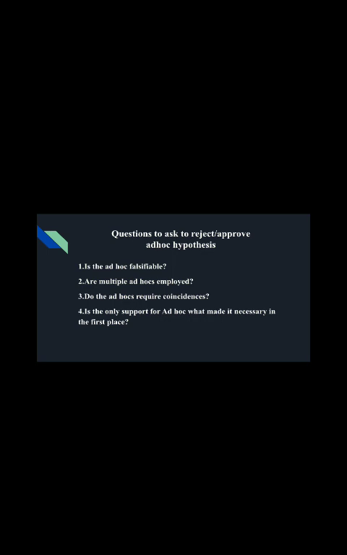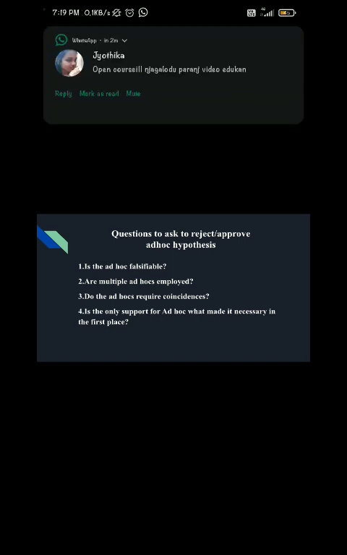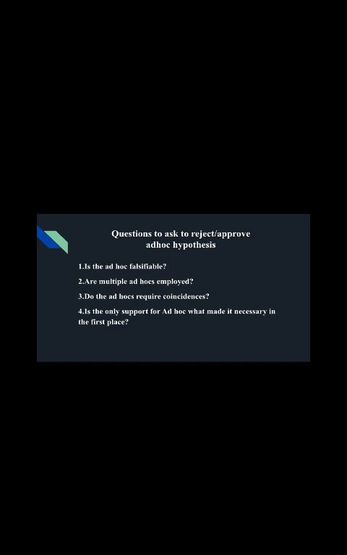Even if an ad hoc hypothesis is put up in a research proposal, how do we reject or approve it? Ad hoc hypotheses are used in a very unnecessary manner in many research projects, to give them basic support and extend the validity of the research project. But how could we determine whether the ad hoc hypothesis is needed or not?